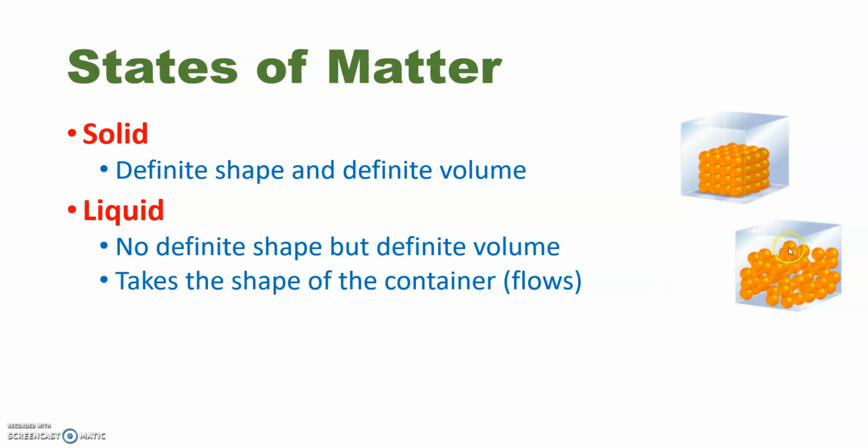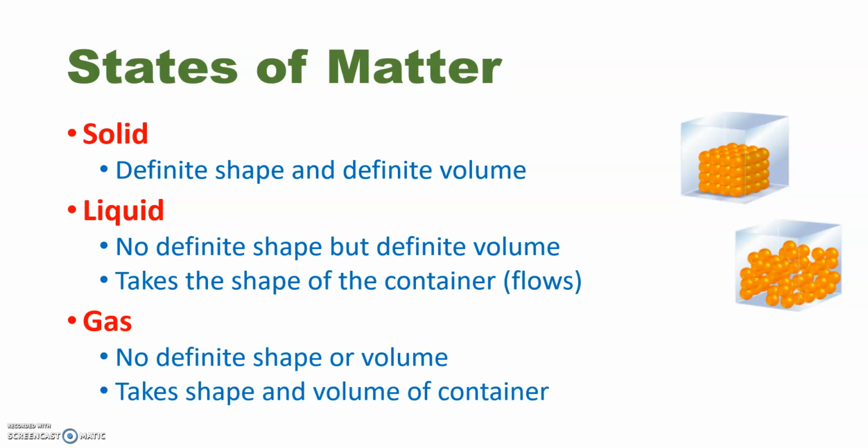The particles are still close together, but they do flow around each other. That's where you get that flow and that changing of shape, but they're still close together, so you can't force them any closer together. That's why they have a definite volume. A gas, on the other hand, is just complete chaos. The particles are all over the place. They're flying around. There's a lot of space between them. So gases definitely flow. They will change their shape very quickly on their own.